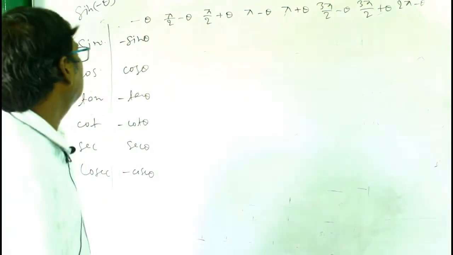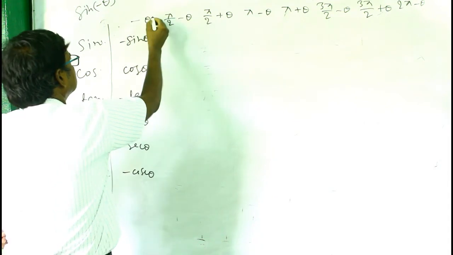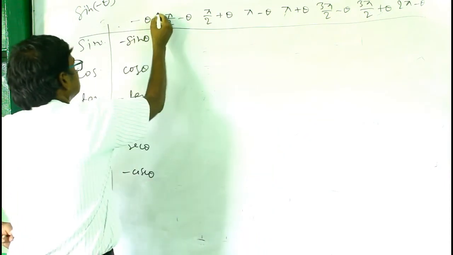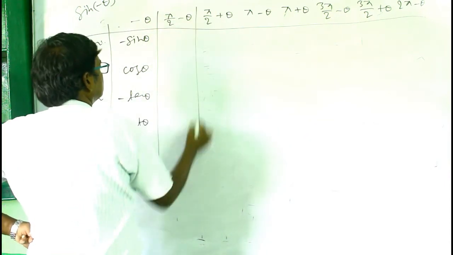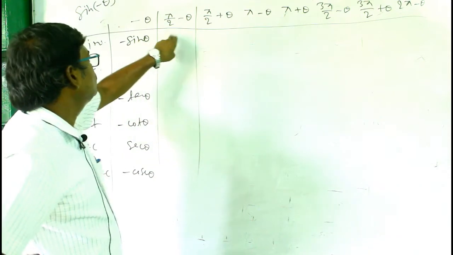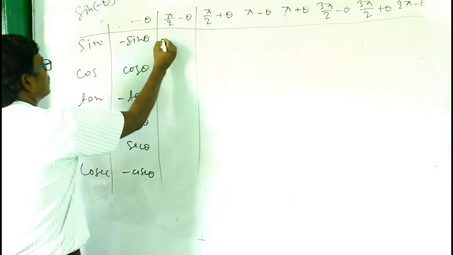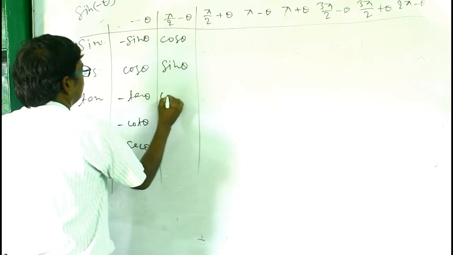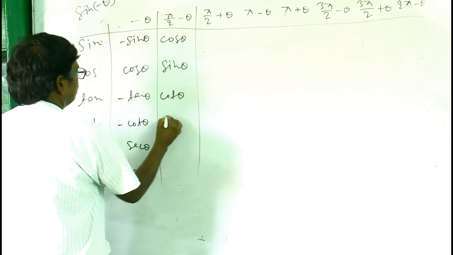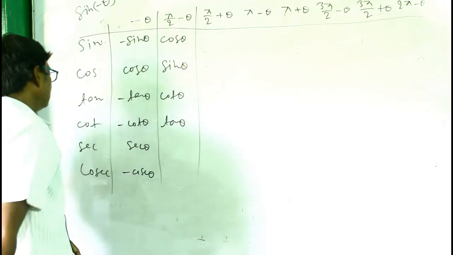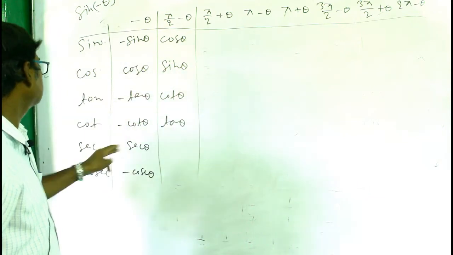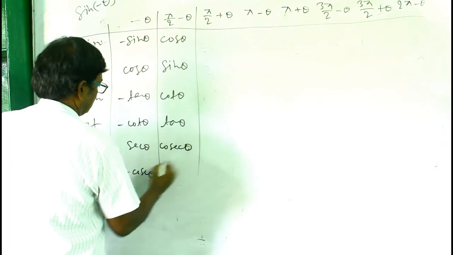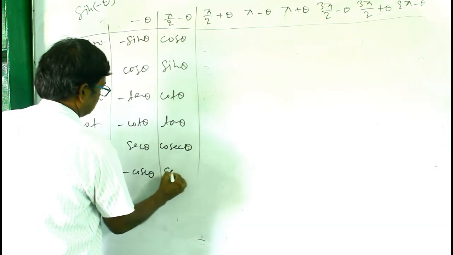Then you have here pi by 2. Pi by 2 means here that is 90 minus theta. So what is now here sin pi by 2 minus theta? It will be equal to cos theta, and here it will be equal to sin theta, and here it will be equal to cot theta, and here it will be equal to tan theta, and here sin becomes cos, and here sec becomes cosec theta here, and cosec becomes sec theta.